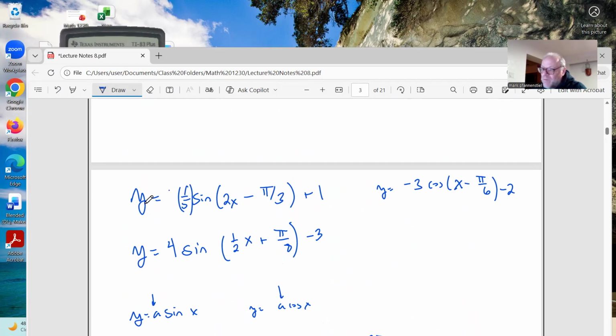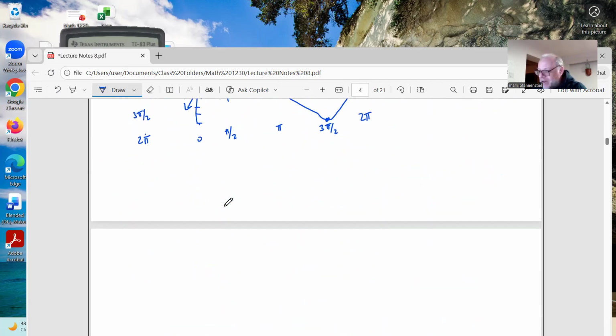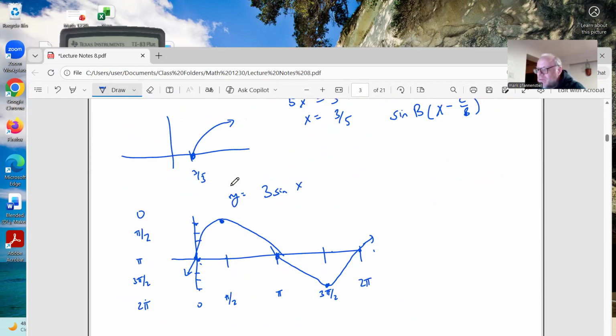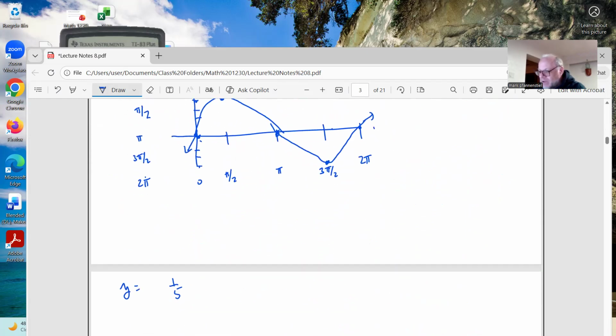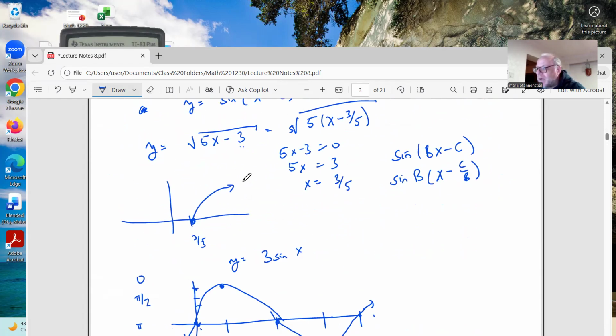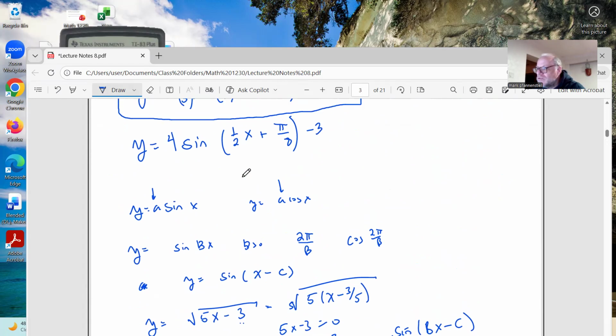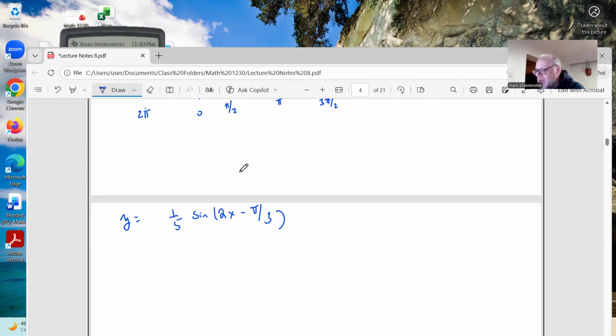So we're going to try to graph y equals 1/5 sine of 2x minus pi over 3 plus 1. This is all of the different features on our graph for us to figure out. Okay, that's the whole thing. So what I'm going to do is write this down over here. We have y equals 1/5 sine of 2x minus pi over 3, and then we had a plus 1 at the end. Okay, plus 1.